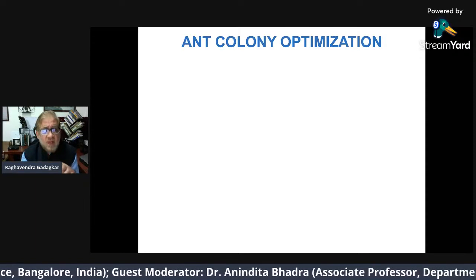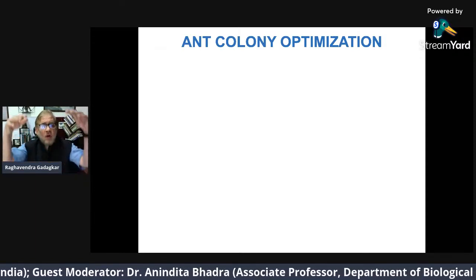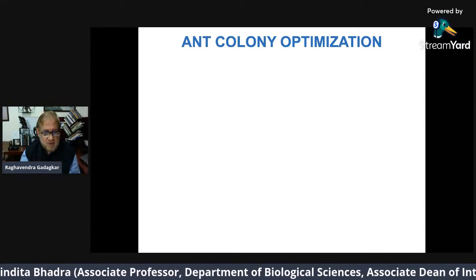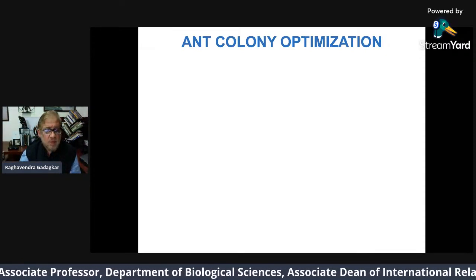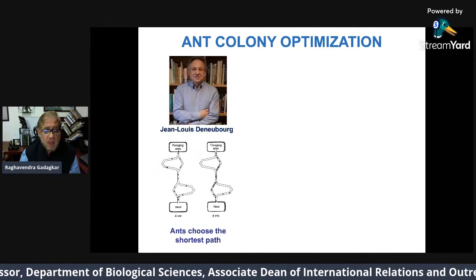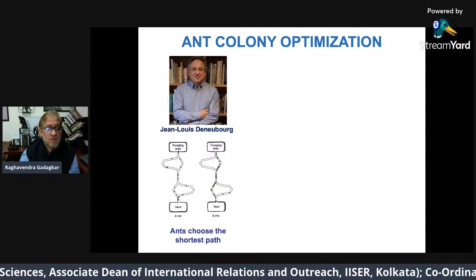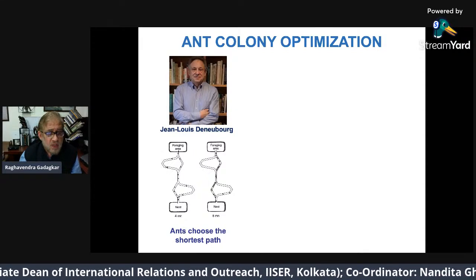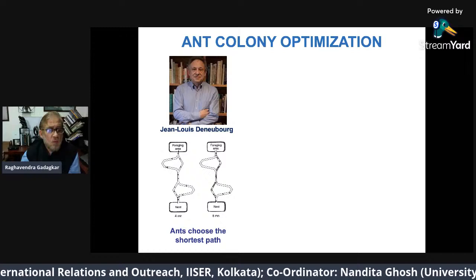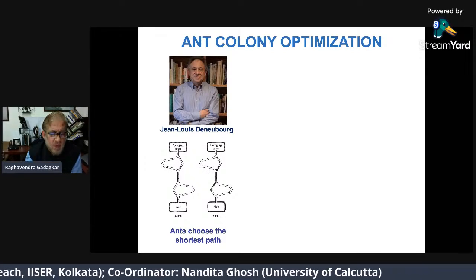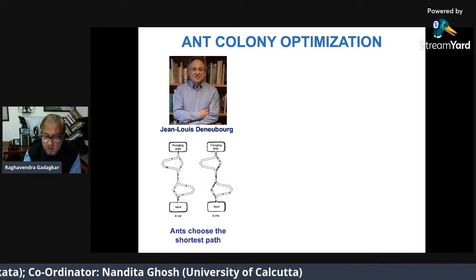Now, one of the reasons why they're efficient is they do not have top-down control. They have bottom-up self-organization. To take one very simple example, if there is a nest here and the food here, and there are two different ways of going there, one is a long path, one is a short path, we know that ants can choose the short path and use the short path. And the way they do this is extremely interesting.